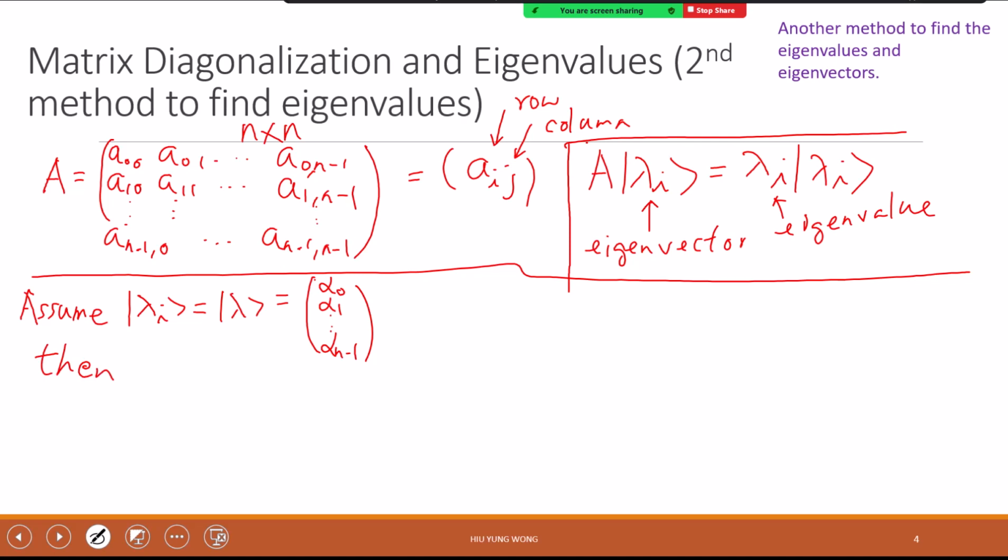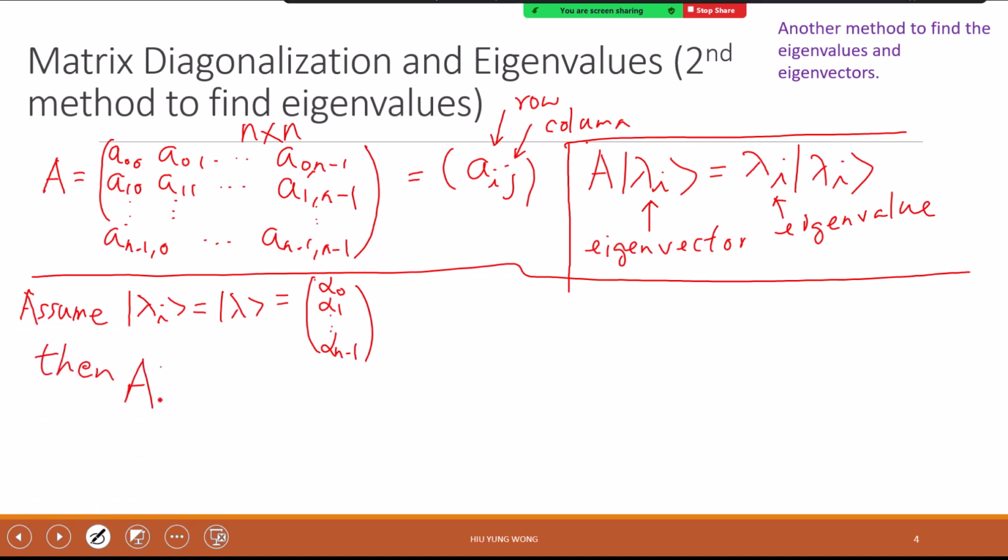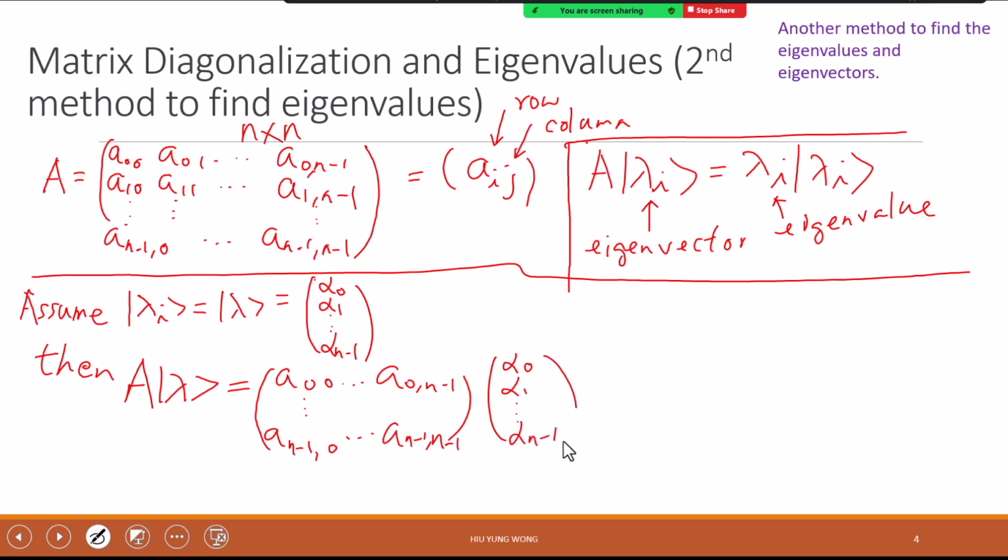If I write it in this way, then I have this A times lambda I equals to, then I write out everything. A0 0, A0 1, all the way to, to save space, A0 n minus 1. And then this is A n minus 1, 0, because this is the last row, the first column, all the way to A n minus 1, n minus 1. And then I just write out alpha 0, alpha 1, all the way to alpha n minus 1, right?